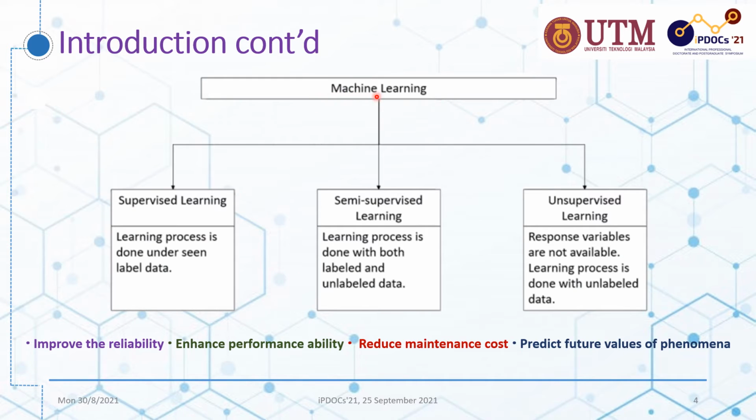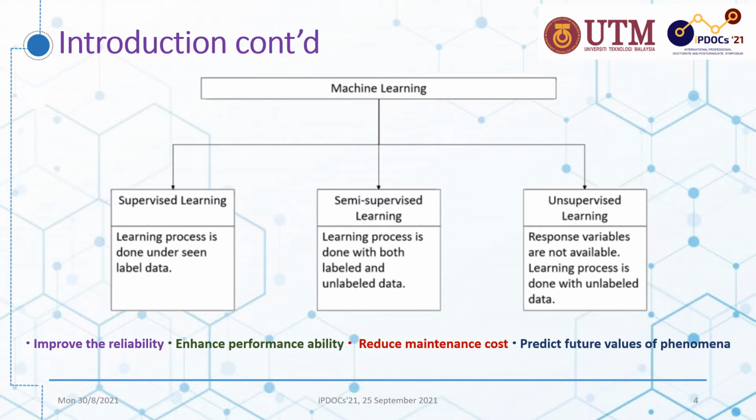Machine learning can be categorized into three types, which are supervised learning, semi-supervised learning, and unsupervised learning. For supervised learning, the learning process is done with labeled data. For semi-supervised learning, the process is done with both labeled and unlabeled data. And finally, unsupervised learning is done with unlabeled data and the response variables are not available. PHM, Prognostic Health Management, aims to improve reliability, enhance performance, reduce maintenance costs, and predict future values of phenomena.